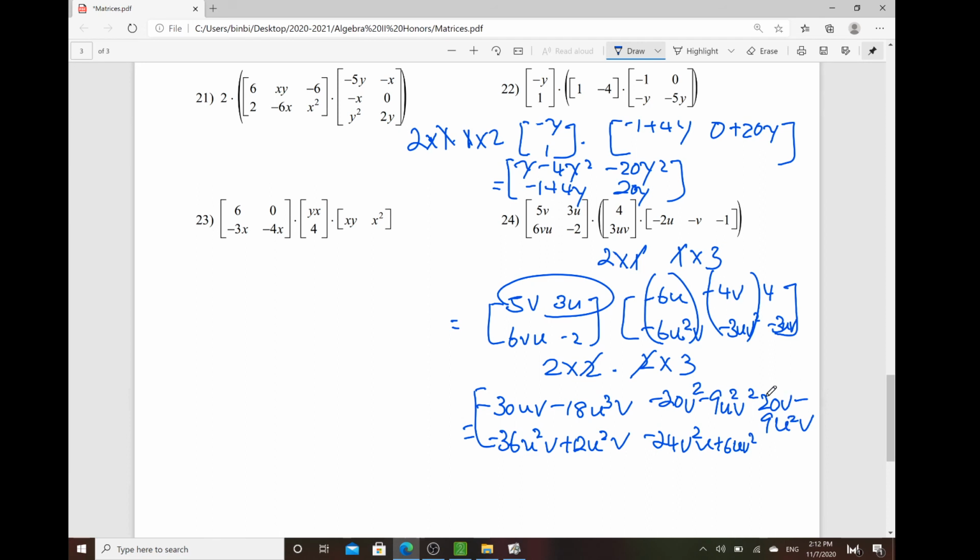And then the final entry here. So second row times the last column. So 6vu times 4, 24vu. 24uv, either way. Negative 2 times negative 3uv, positive 6uv.